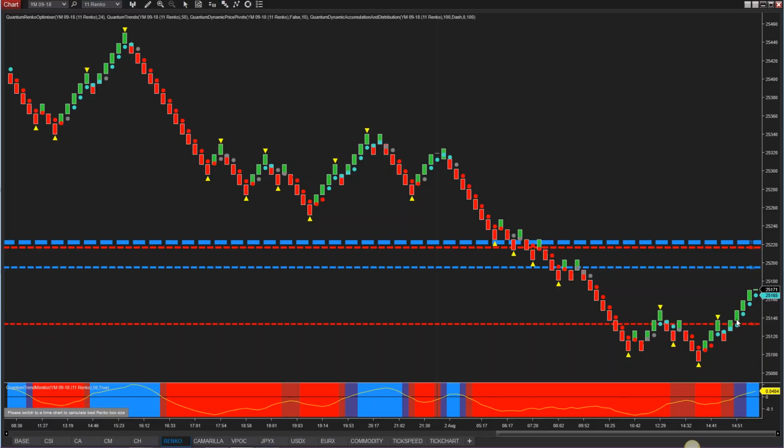upside. And you've got to remember also that each of these bricks is actually worth 10 index points. And on this particular contract, that's $50. So we're not talking peanuts here. This is a decent contract to trade.